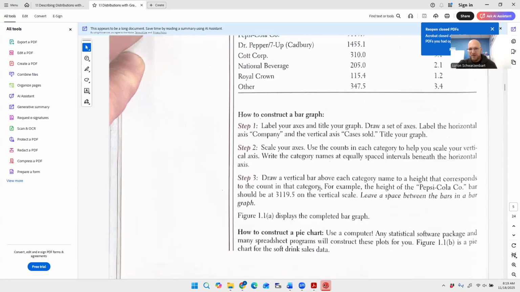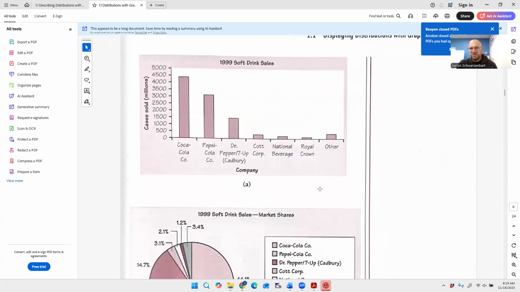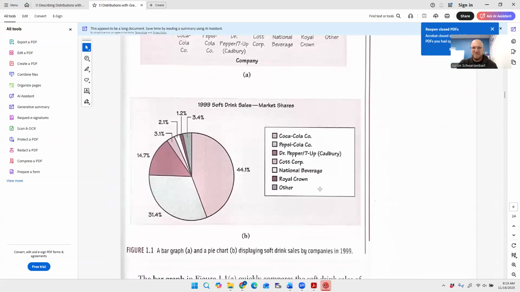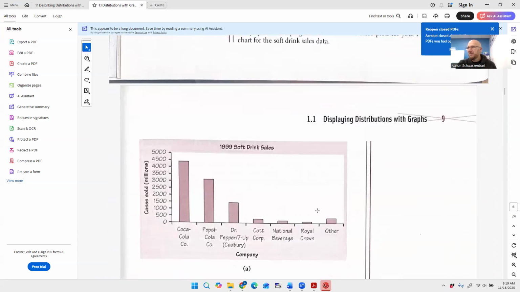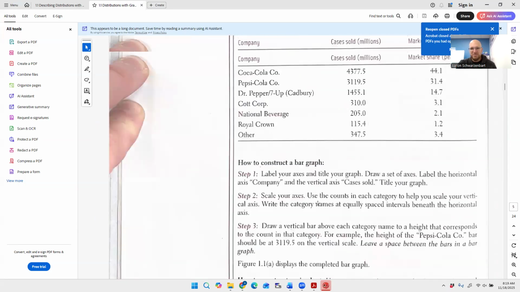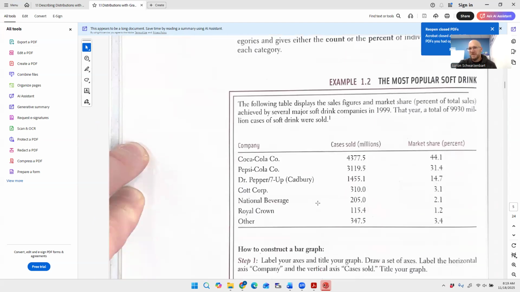So, a bar chart. You guys all know how to make a bar chart, right? Notice that for the bar chart, they did the cases sold. For the pie chart, they did the percent of market share. Do you know how they got percent of market share? They added them all up to get N. Okay. And then you just do this divided by the total number of cases sold.